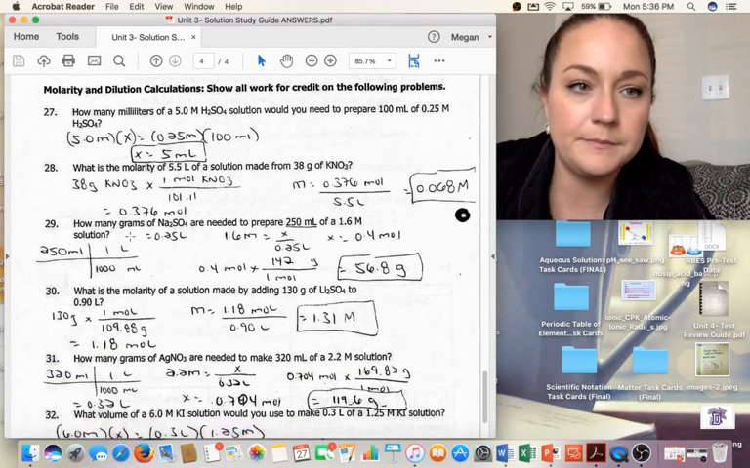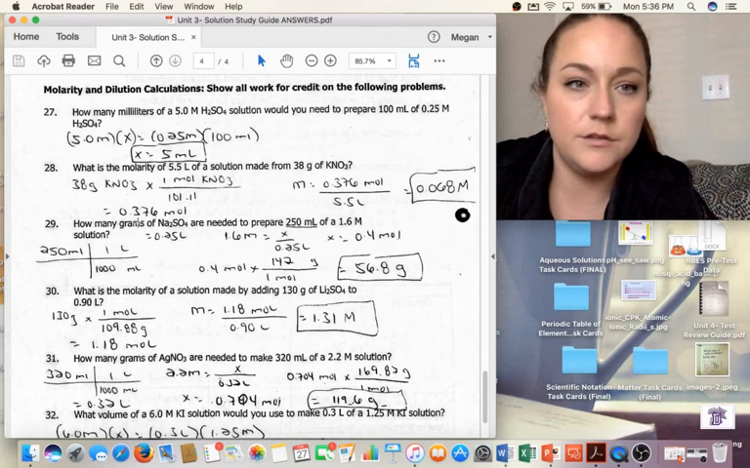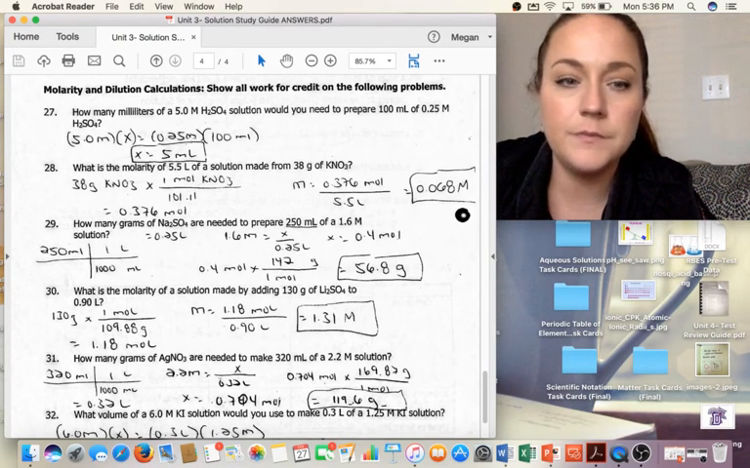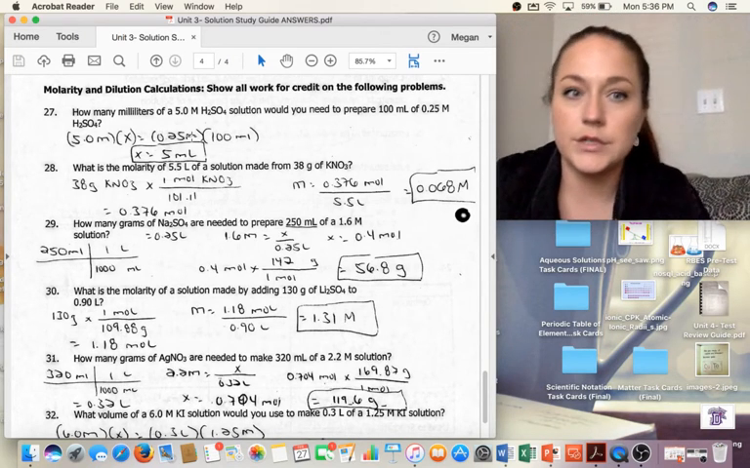All right, molarity and dilution calculations. Now, this is where a lot of people have struggled. So please, please, please message me if you have any questions or concerns.